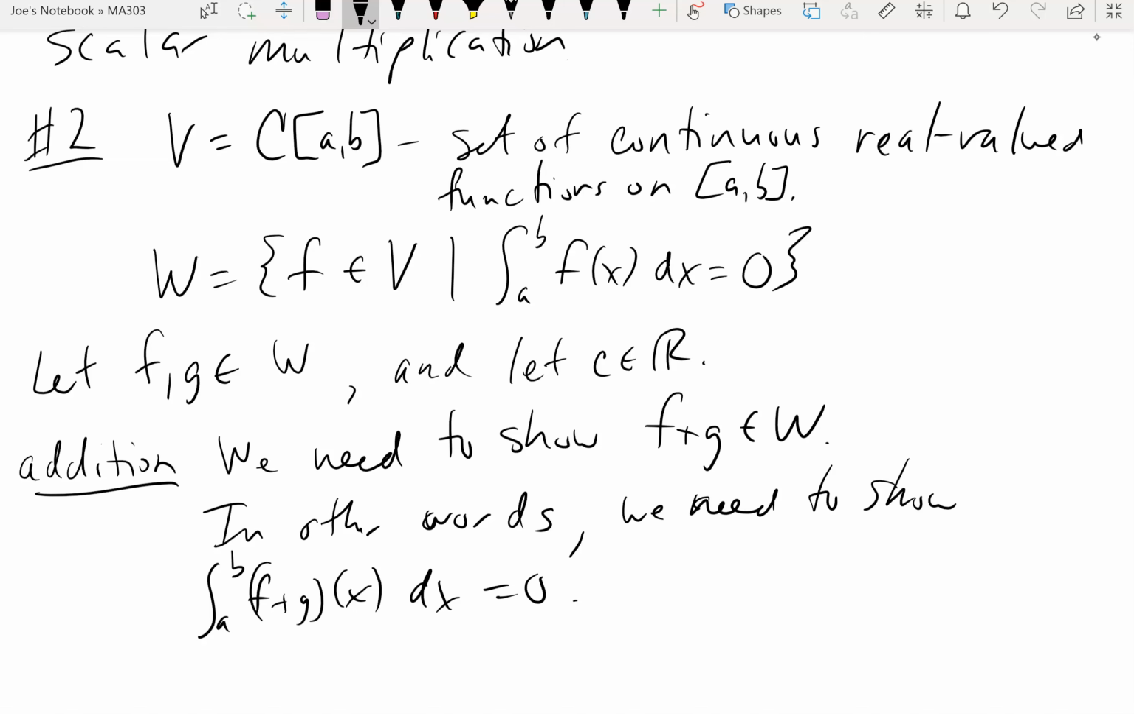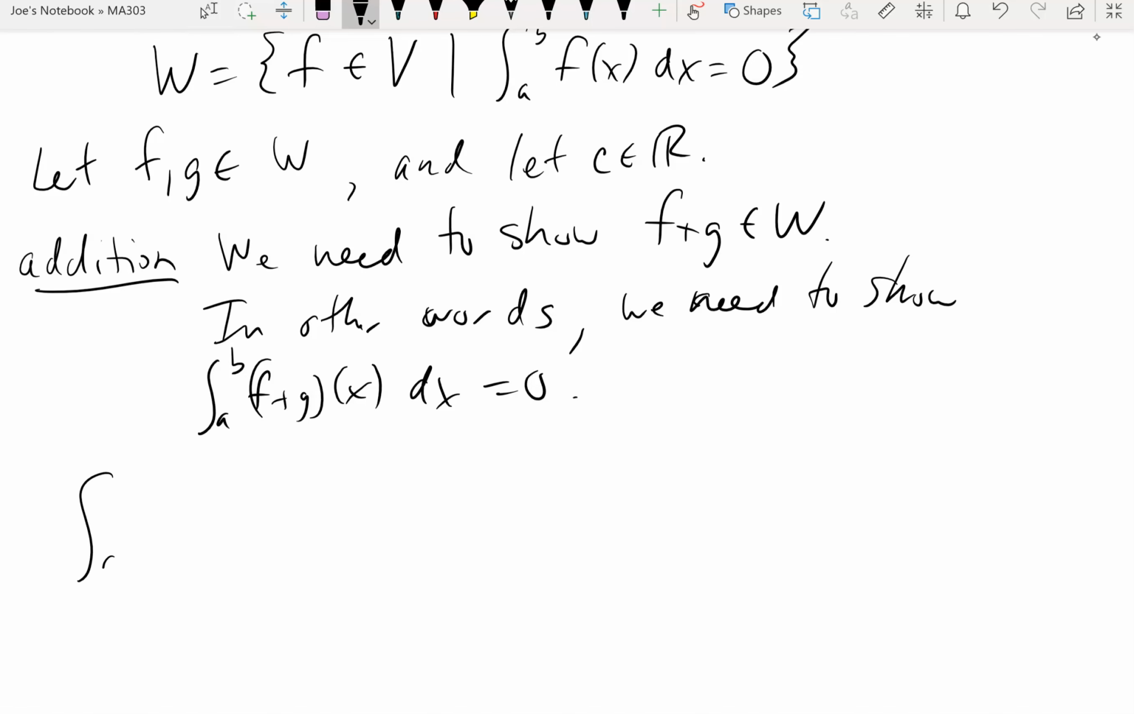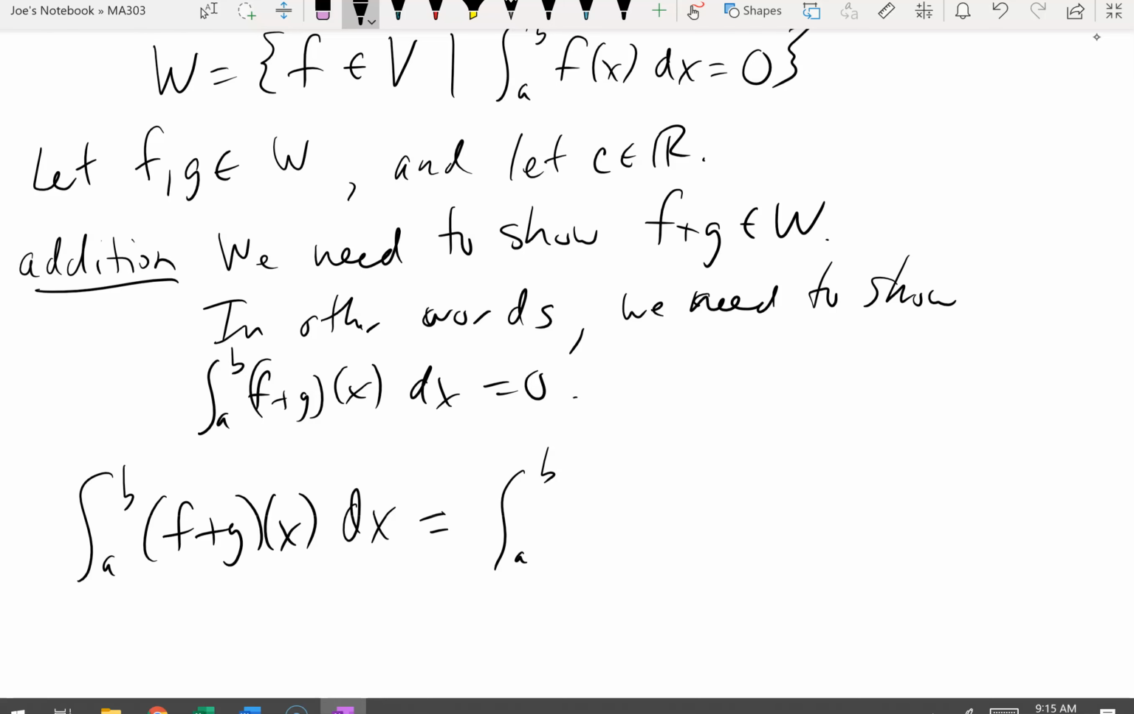When I integrate the function over the interval, I get 0. Right? So to show this, I really need to show this. Does that make sense? Okay. All right, so let's do that. Now I purposefully wrote this as (f plus g)(x), just to remind ourselves of how we define function addition. What is (f plus g)(x) equal to?